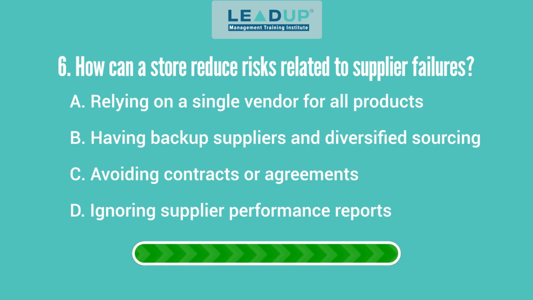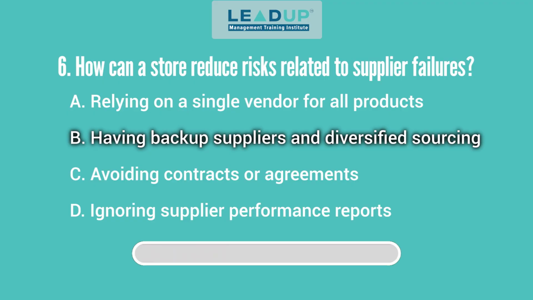Question 6. How can a store reduce risks related to supplier failures? A. Relying on a single vendor for all products. B. Having backup suppliers and diversified sourcing. C. Avoiding contracts or agreements. And D. Ignoring supplier performance reports. Answer: having backup suppliers and diversified sourcing.